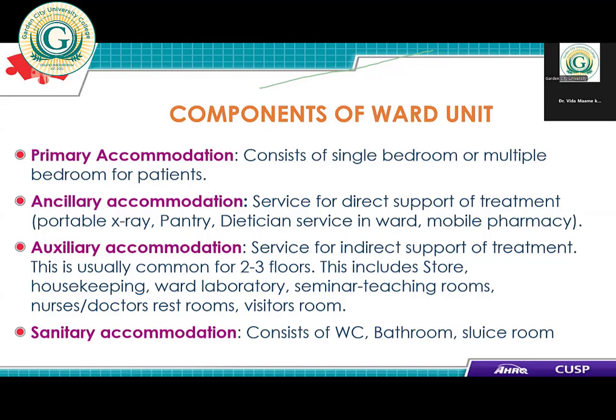Then the auxiliary accommodation is service for indirect support of treatment. This is usually common for 2 to 3 floors, and includes the stores, housekeeping, ward lab, seminar and teaching rooms, the nurses' and doctors' restrooms, and visiting room. So that is the auxiliary accommodation, service for indirect support of treatment. These are the supports that we can have for the patient. That is where we have the stores. We keep our things in there.